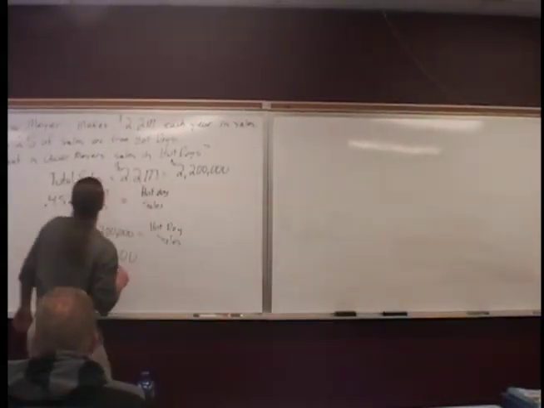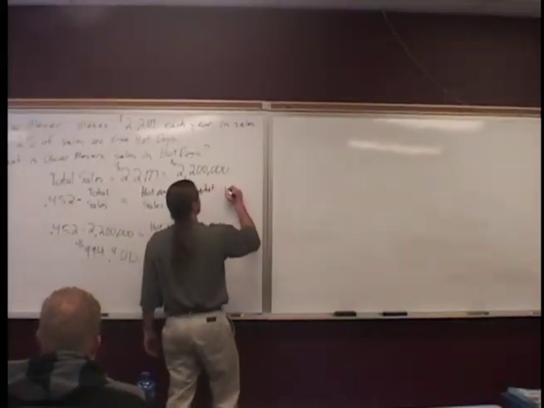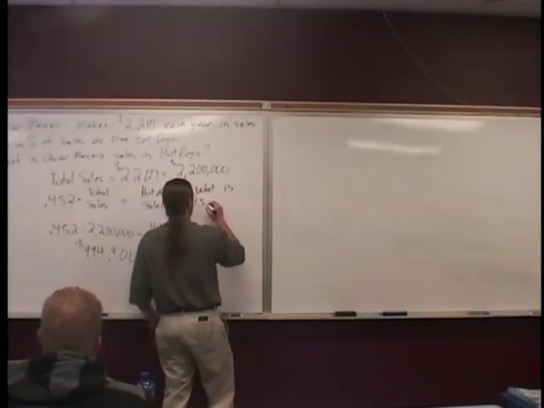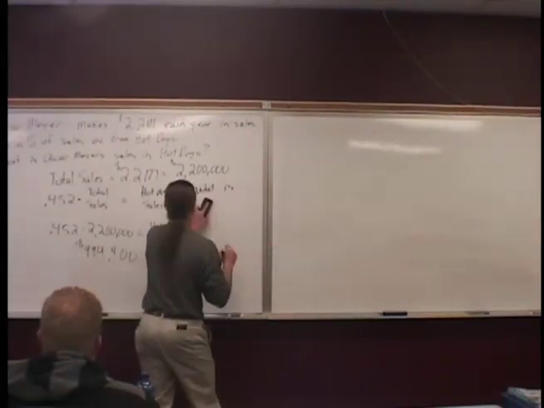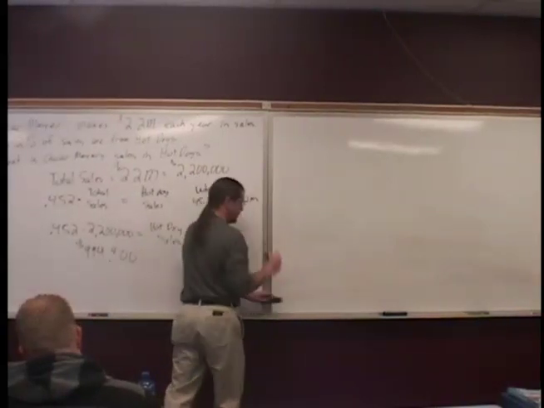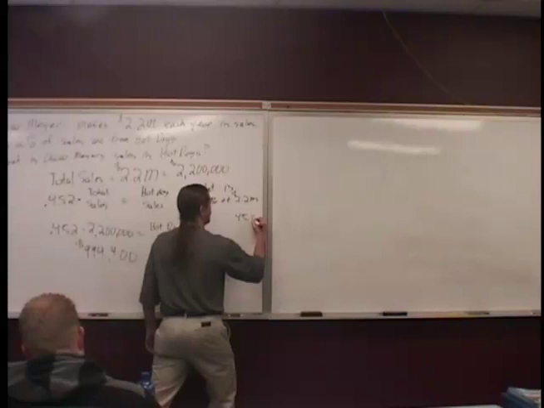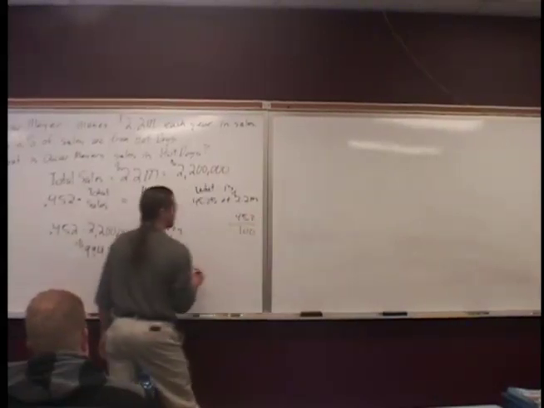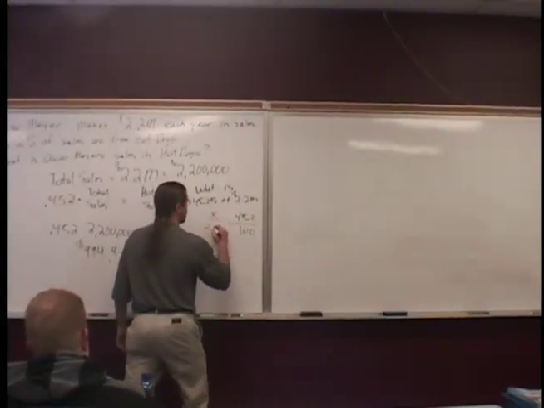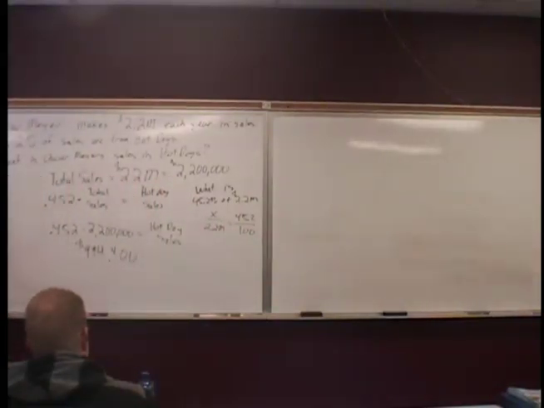Oh. You would have said, well, the thing is, this would simplify to what is 45.2% of 2.2. So then you would say 45.2 over 100 equals x over 2.2 million. Yep, percent always goes over 100.